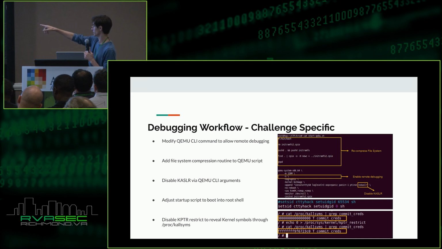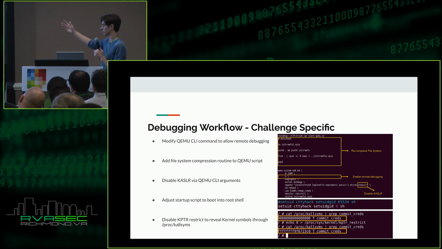I've also added to the QEMU CLI commands this -s. So that -s just essentially exposes remote debugging. So you'll be able to connect GDB or a similar type of debugger based on adding that. Another change I made too was I disabled KASLR. KASLR is the kernel version of ASLR, which is address space layout randomization. Essentially it just randomizes the base address for a lot of different components. One of them being the kernel code, which we'll look at later.